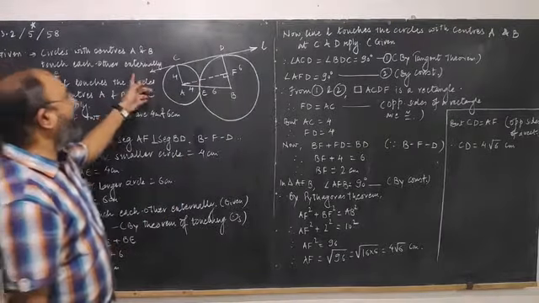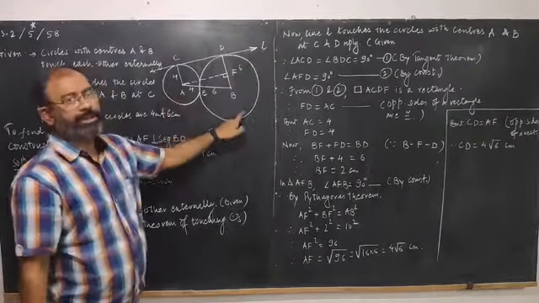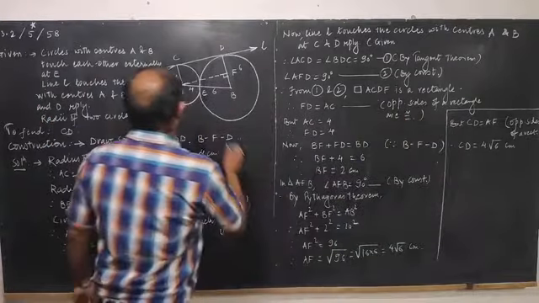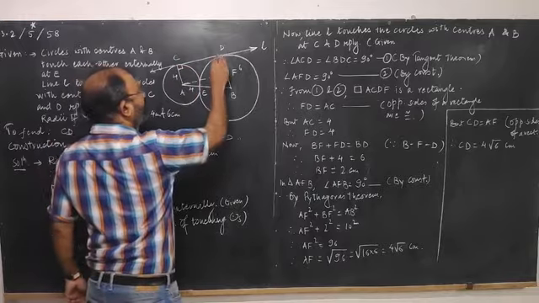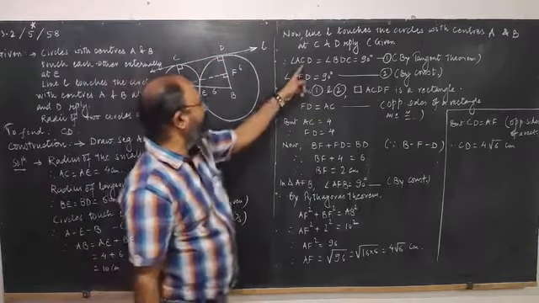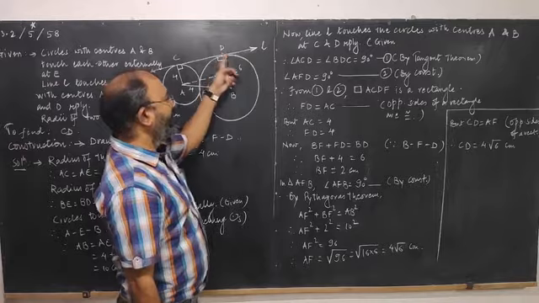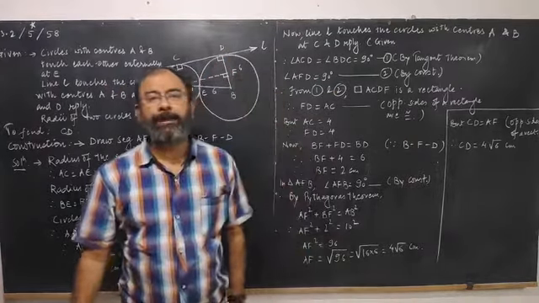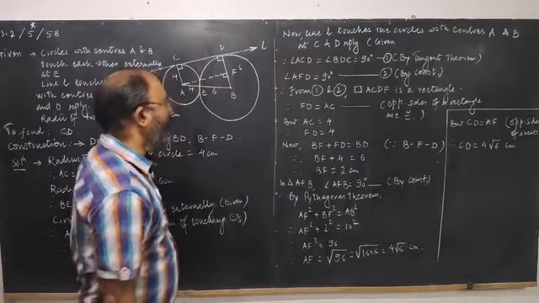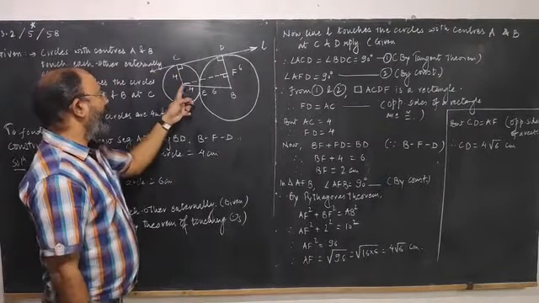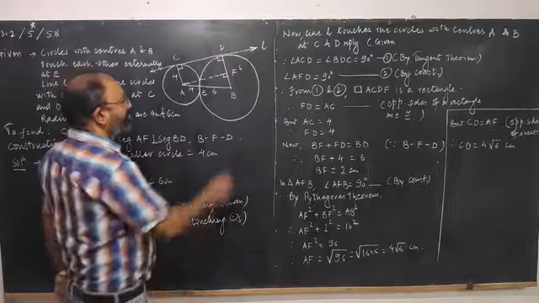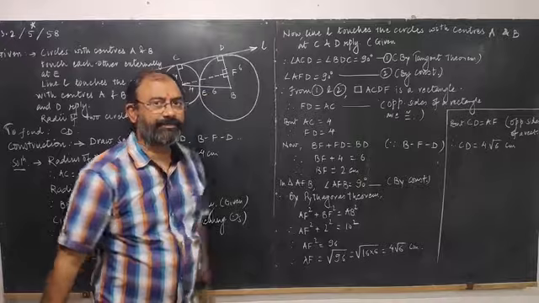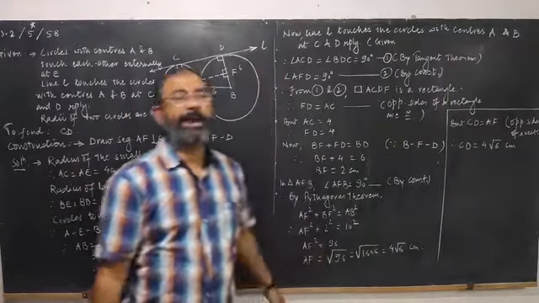Now, line L is touching both the circles. Therefore, this angle will be a right angle. This angle will also be a right angle. We have written angle ACD as well as angle BDC, both will be right angles by tangent theorem. Angle AFD is a right angle. There is no need to explain why.